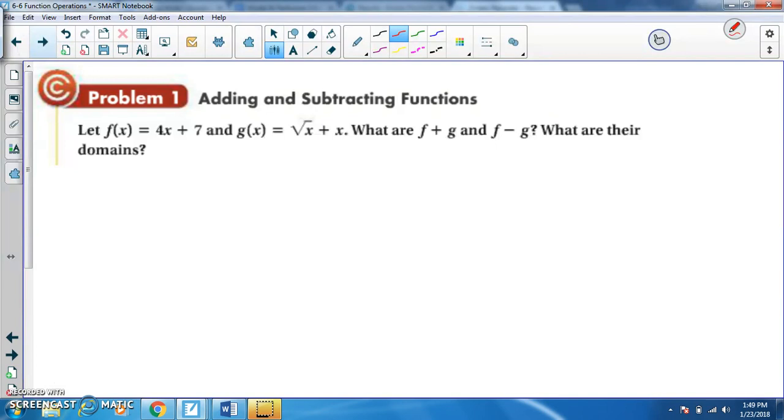So, adding and subtracting. f of x is equal to 4x plus 7. g of x is equal to the square root of x plus x. What are f plus g and f minus g? So first, f plus g.